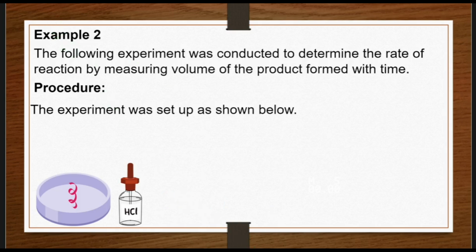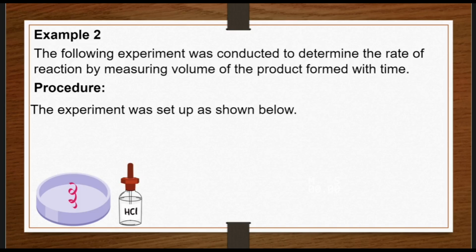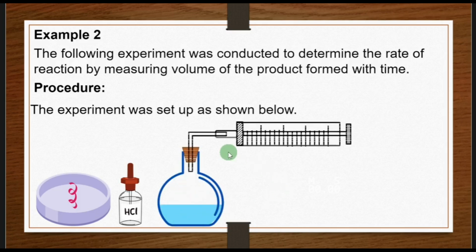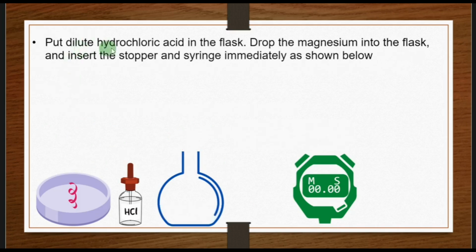Okay, so this is a conical flask. Then we have this one here, which is the syringe. Then we have the stopwatch. All right, so now, this is how the experiment should be set up. So the procedure says put dilute hydrochloric acid in the flask, drop the magnesium into the flask, and insert the stopper and syringe immediately as shown below.